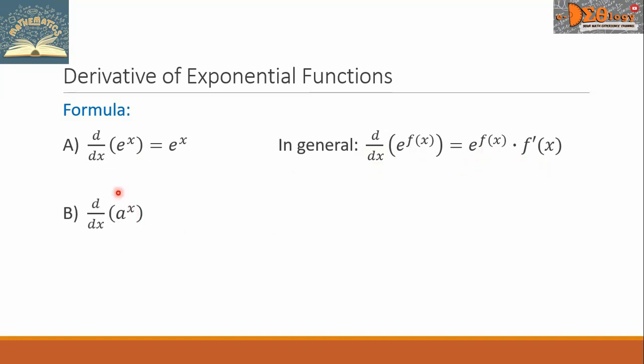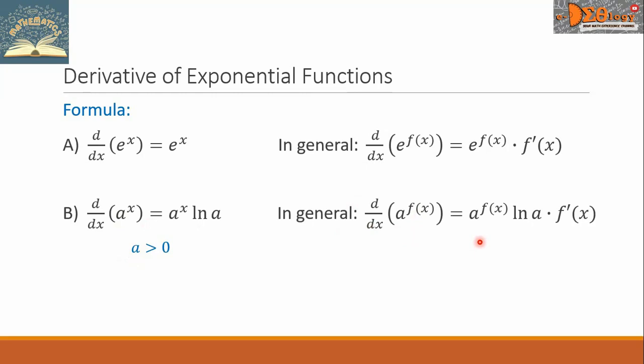Letter B, d over dx of a raised to x. This a is a value that is greater than 0. This is now equal to a raised to x times ln of a. This ln is natural logarithm. In general, d over dx of a raised to f of x, this is equal to a raised to f of x times ln a times f prime of x.